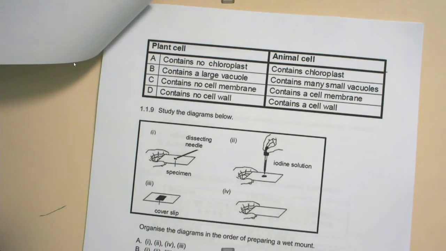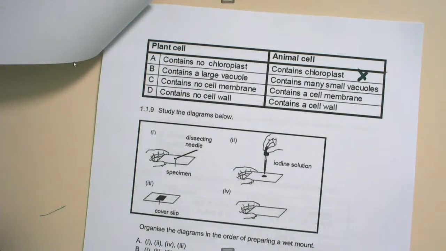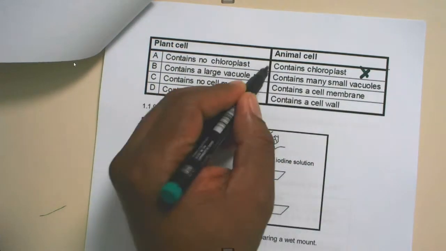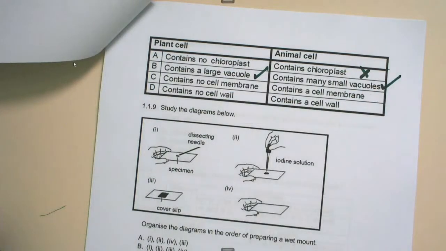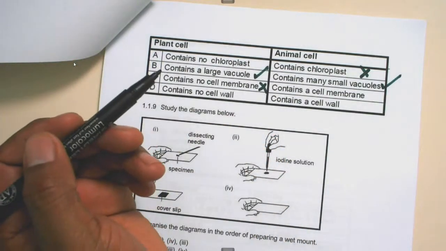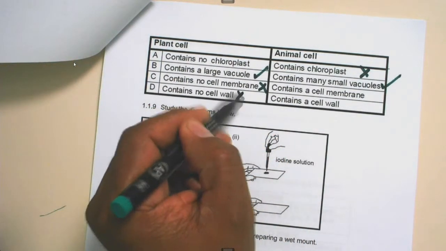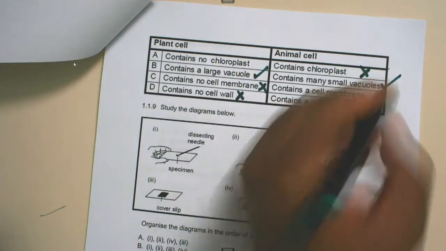A plant cell contains no chloroplast. An animal cell contains chloroplast. This is incorrect. And contains a large vacuole. Contains a small vacuole. This is correct. Contains no cell membrane. It's incorrect. Plant cells do have a cell membrane. Contains no cell wall. Plant cells do have a cell wall. So the correct answer there will be B.